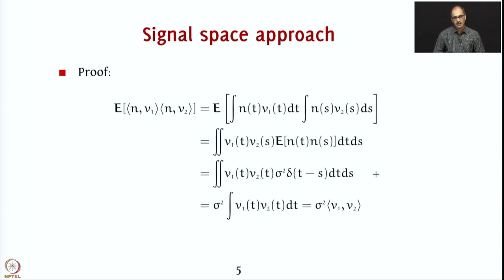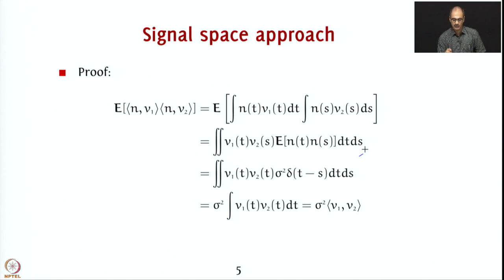This is not very difficult to prove. If you look at the expectation of NV1 and NV2, you write the expectation in terms of integrals, but be careful in writing the second integral using a different letter for the variable. So we write the integral of N of t V1 dt and the integral of N of s V2 ds. This is a double integral, and we'll just write it as a double integral of V1 V2, which are known finite energy signals, times the expectation of N of t, N of s, dt, ds.